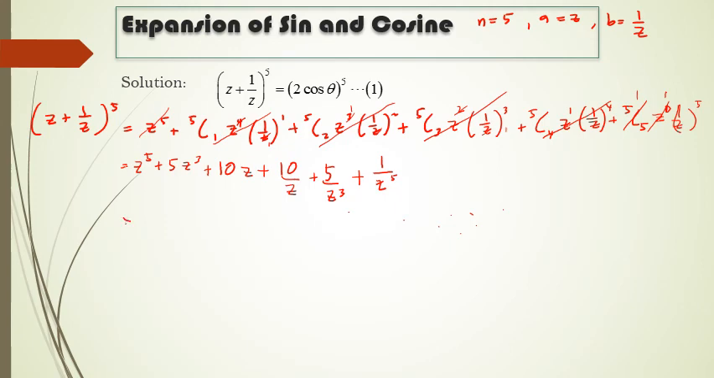So if you want to simplify this, we see we have two terms with z power 5, two terms with z power 3 and two terms with z power 1. So we collect them together: z power 5 plus 1 over z power 5, plus 5 times z power 3 plus 1 over z power 3, plus 10 times z plus 1 over z. Okay.